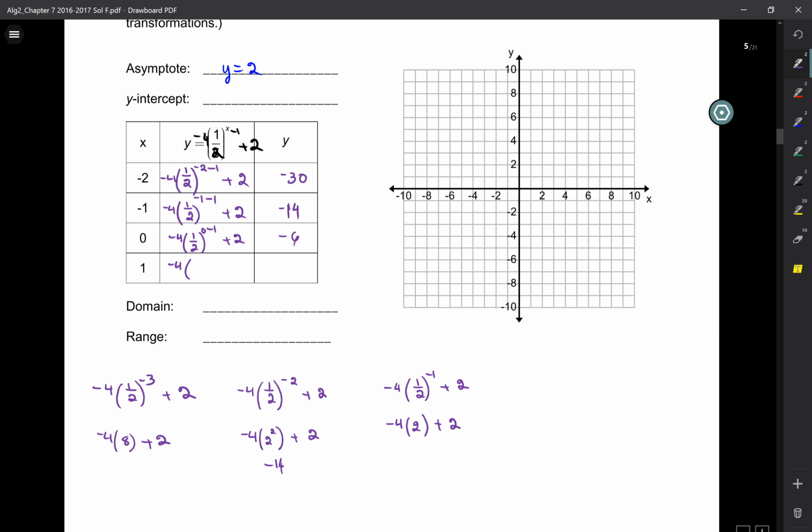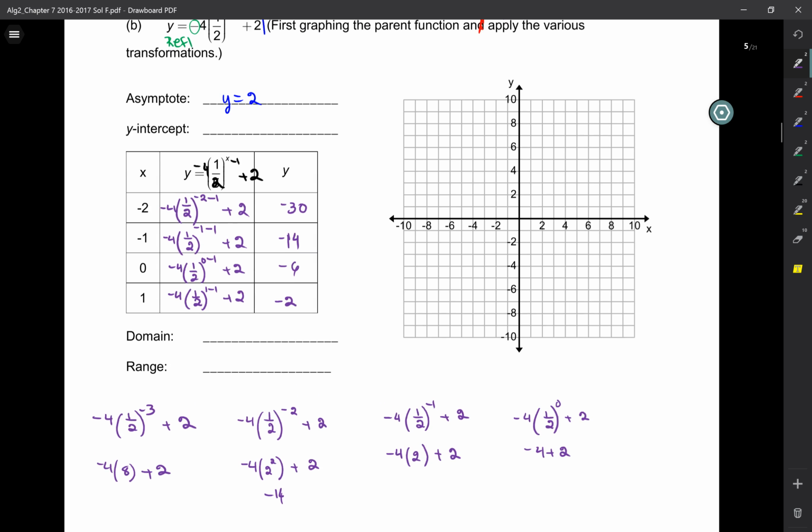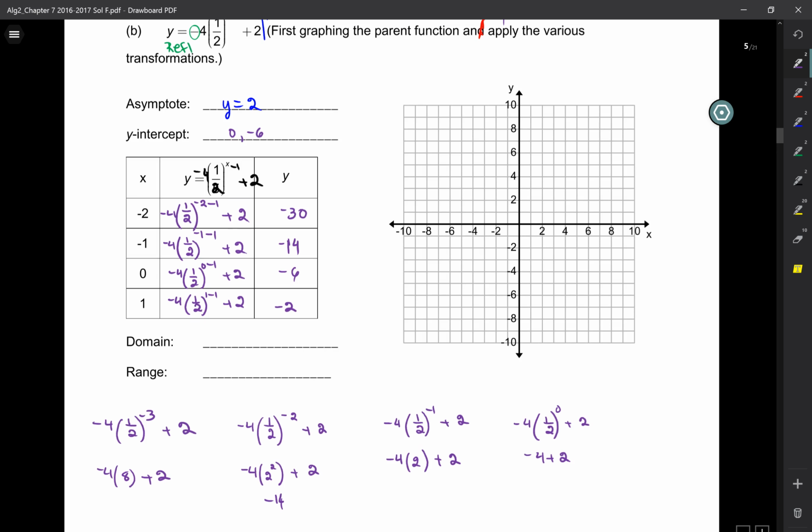Negative 4 times 1/2 to the 1 minus 1, plus 2. So negative 4 times 1/2, what's 1 minus 1? 0, plus 2. And so what's this? Negative 4 plus 2, negative 2. I skipped it, right? Okay, it's the same as this, right? Plugging in 0. So we're going to get 0 comma negative 6.